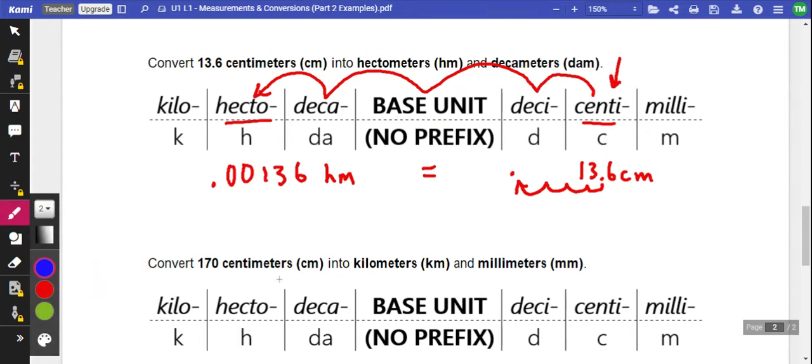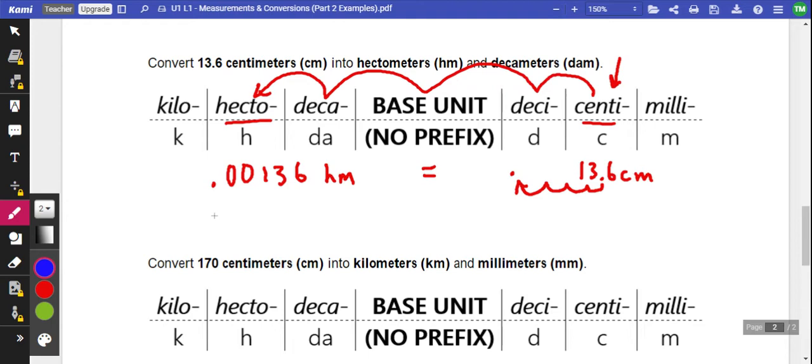Okay, let's go from our hectometers to decameters. You could start from centi and go over to deca and go 3 spots to the left. But I mean, we're already pretty close here, so why don't we just scooch on over? So that's what I'm going to do.